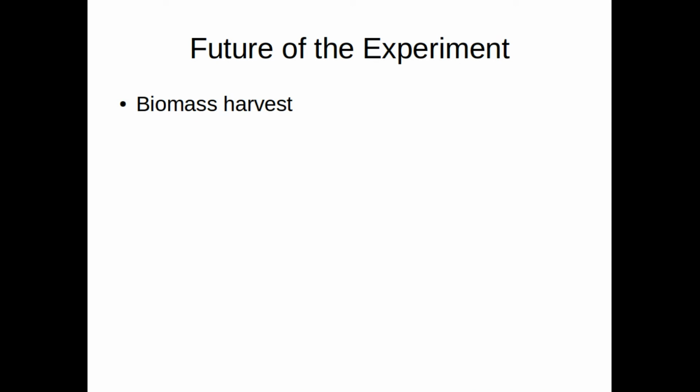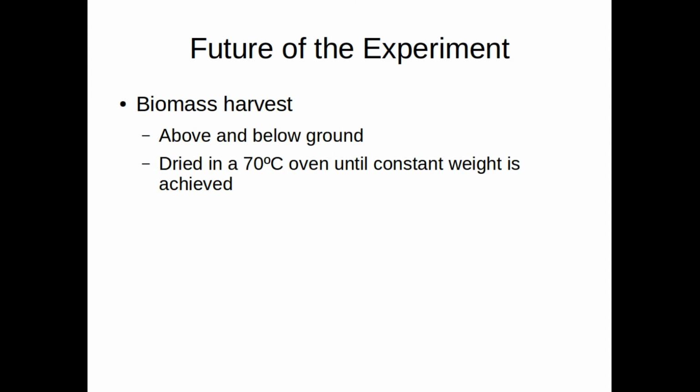At the end of the experiment, the biomass of each species in each pot will be determined. Because the plants are growing in pots with sandy soil, it should be easy to retrieve both above and below ground biomass. The plants will then be dried in a 70°C oven until a constant weight is achieved. The nitrogen will then be extracted from the soil in each pot.